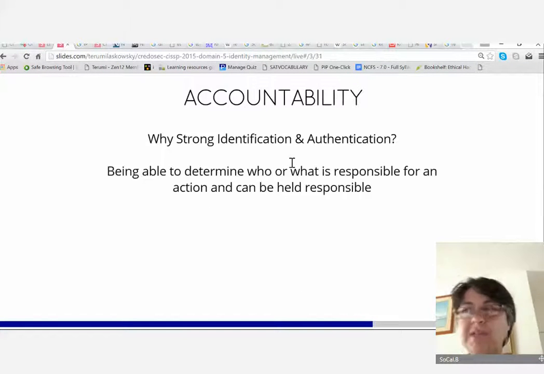So accountability, that's the reason why, right? We have strong identification and authentication because we need to have accountability. If something happens, we want to know who did it, and for what reason. So there you go.